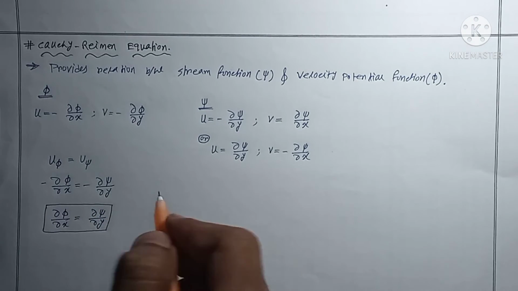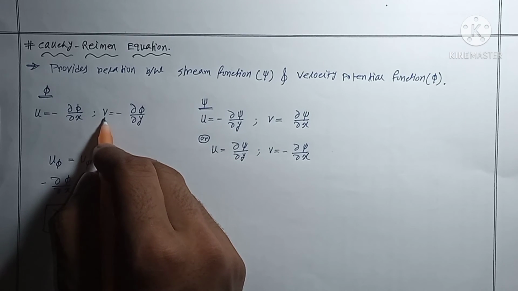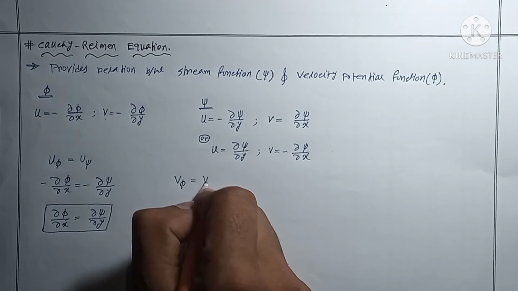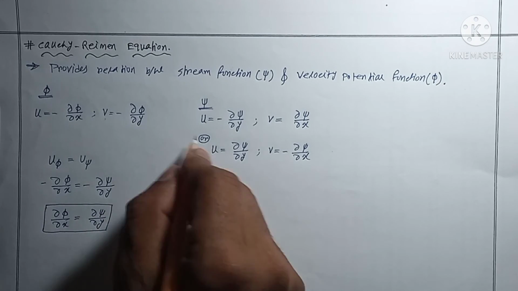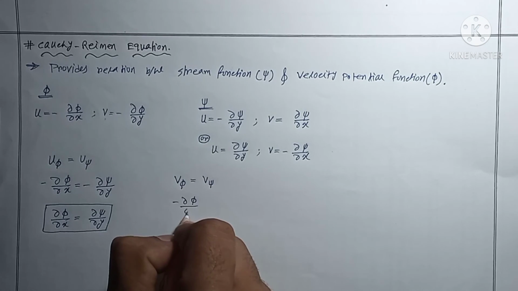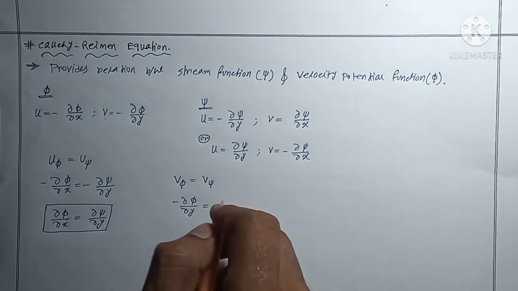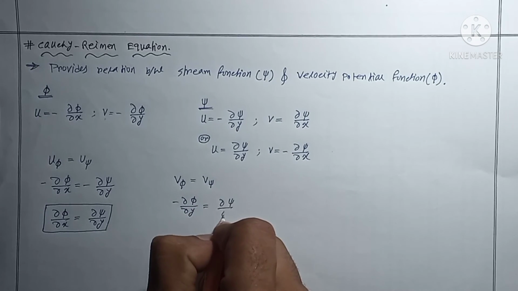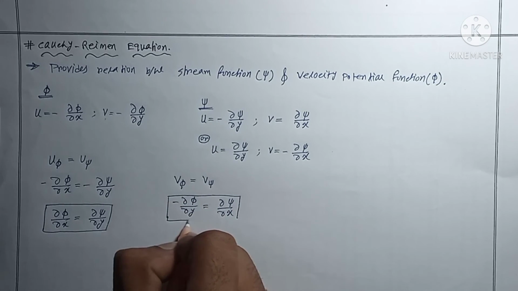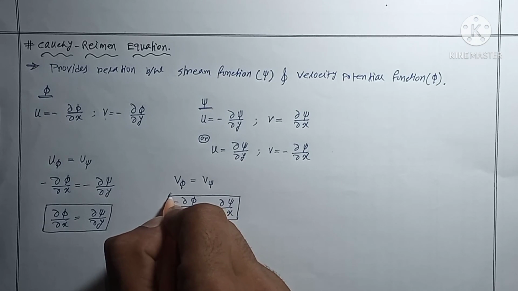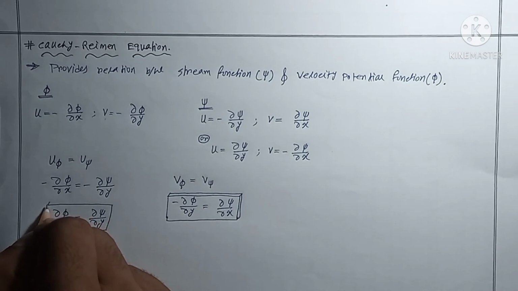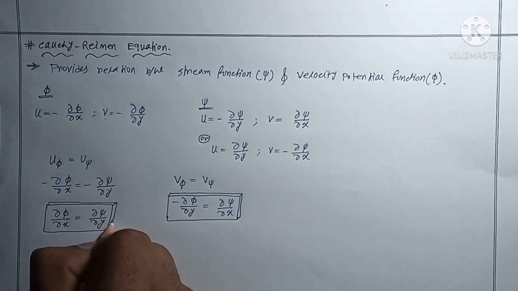Once again, if we compare v, the velocity component in the y direction, then we can write v phi is equal to v psi, where v phi is minus dou phi by dou y and v psi is equal to dou psi by dou x. This one is the another relation. These two are basically known as the Cauchy-Riemann equations. Now many times in previous GATE exams, if you have observed, they directly asked questions from this relation.